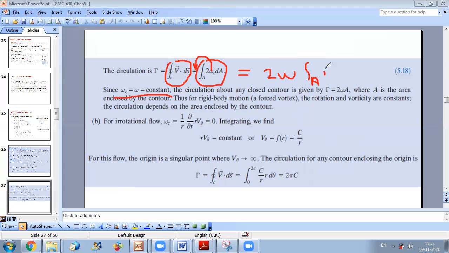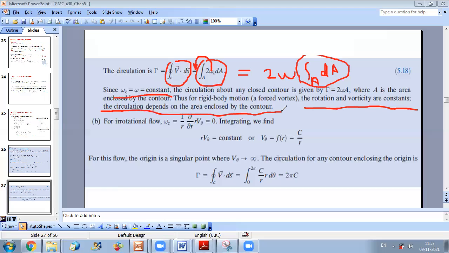Now, for this integral, it depends on the closed surface we are considering. But what we are sure of is that A is the area enclosed by the contour. So you can take any contour you want. You can directly say that the circulation is 2 omega times the area enclosed by this contour. So we can deduce in this case that for a rigid body motion with fixed angular velocity, the rotation and vorticity are both constants, and the circulation will only depend on the area enclosed by the contour.